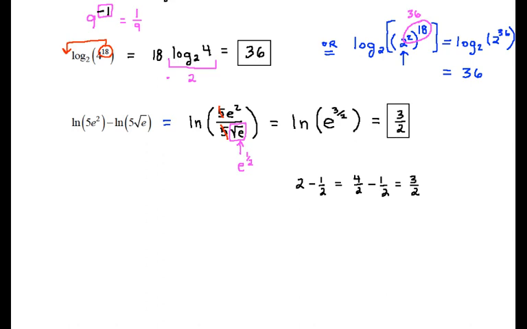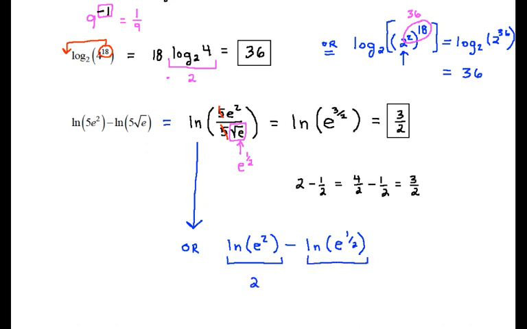But note that this is again a situation where somebody might have, from this stage, taken the properties of logs approach to finish it. We could also rewrite this as the natural log of e squared minus the natural log of e to the 1/2 to get that this first whole term is equal to 2, this second whole term is equal to 1/2, so that we again find ourselves in this 2 minus 1/2, which is 3/2. We do get to the same answer if at this stage we choose properties of logs instead of choosing properties of exponents.